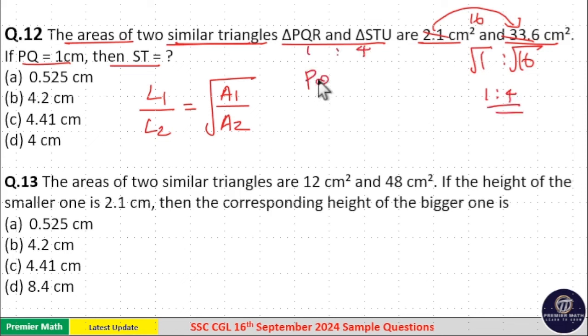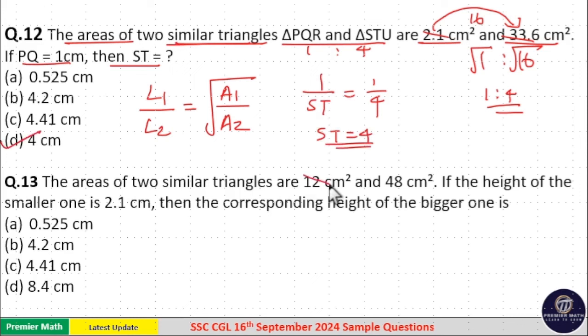Now here PQ divided by ST is in the same ratio of 1:4. PQ here is equal to 1. So ST is equal to 4. Option D is your answer.